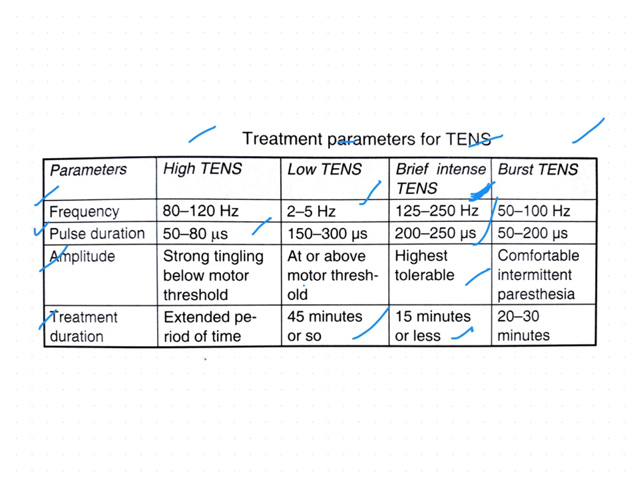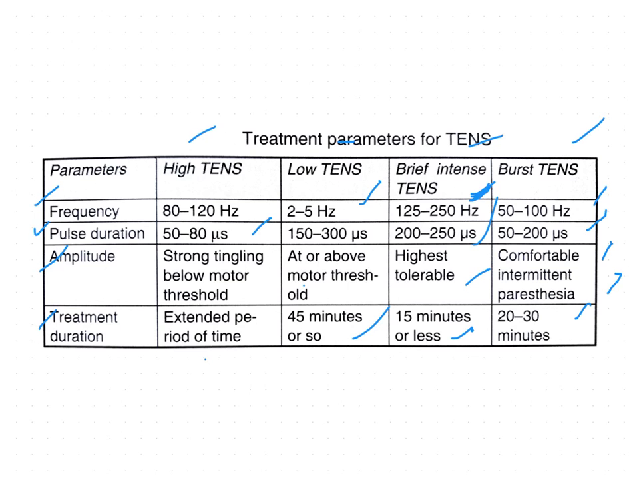If you choose the burst TENS, the frequency is 50 to 100 Hz, and the pulse duration is 50 to 200 microseconds, with comfortable intermittent paresthesia, and the treatment time is 20 to 30 minutes.